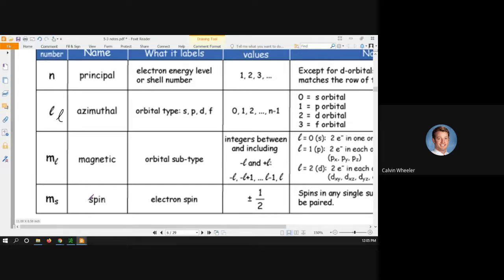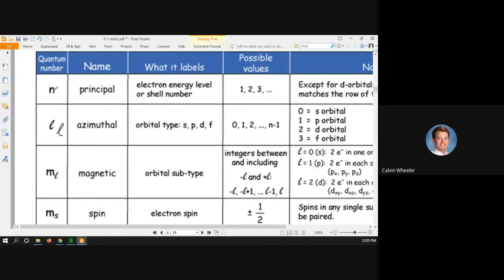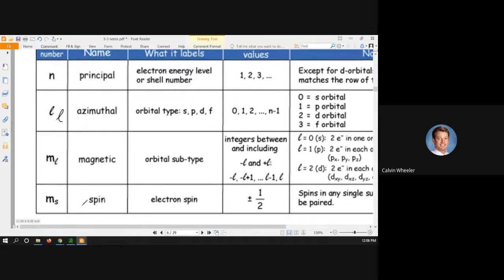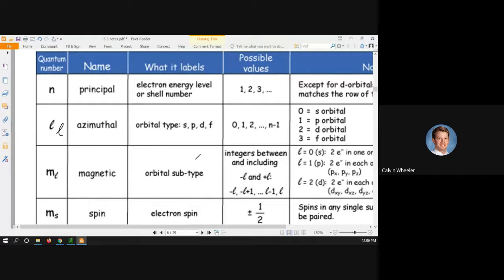These 4 quantum numbers also describe different things about these electrons too. So you will need to know these quantum numbers as well as their symbols. So you should be able to say, okay, the principal quantum number, the symbol is n. The azimuthal quantum number, the symbol is l. The magnetic quantum number is m sub l, and then the spin quantum number is m sub s. These are the descriptions of what we're actually labeling.